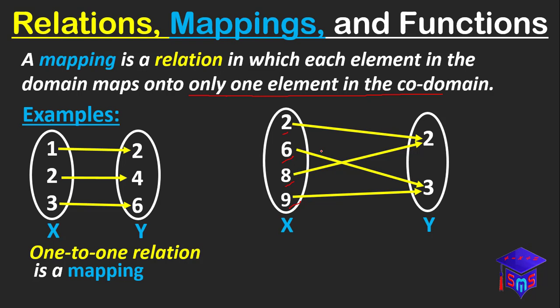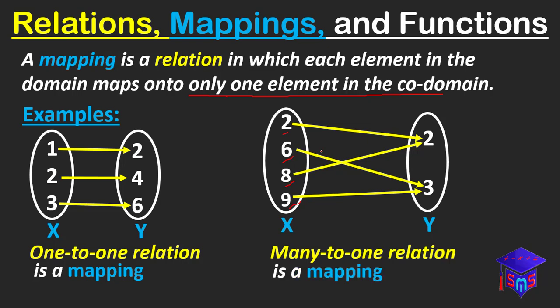Alright, but from our previous lesson, what type of relation is this? This is a many-to-one relation. So then we can say many-to-one relation is a mapping, or many-to-one relations are mappings.